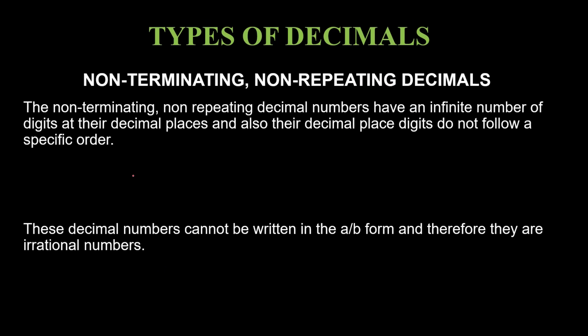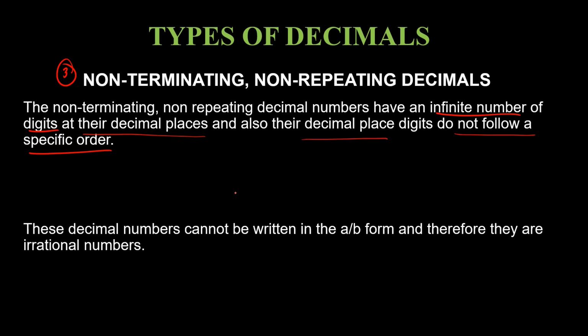Okay? The third example, we have the third type of decimal. Rather, we have non-terminating and non-repeating decimal. The non-terminating, non-repeating decimal numbers have an infinite number of digits at their decimal places. And also, their decimal places digits do not follow any specific order. Earlier, we had non-terminating and repeating. It is infinitely continuous, endless, and you will see a pattern because it is repeating. On the third type, it is non-terminating but non-repeating. You will see no patterns.